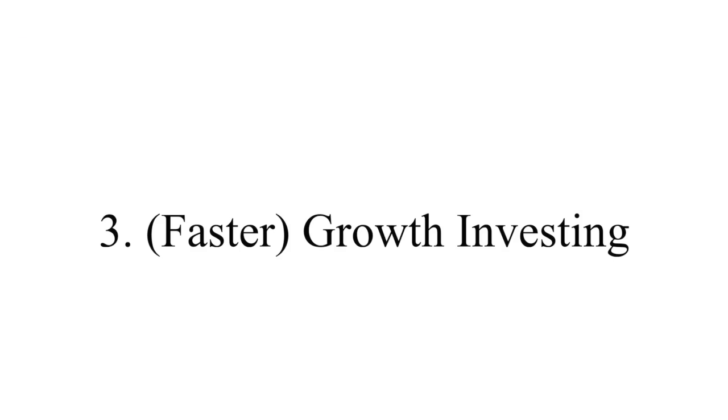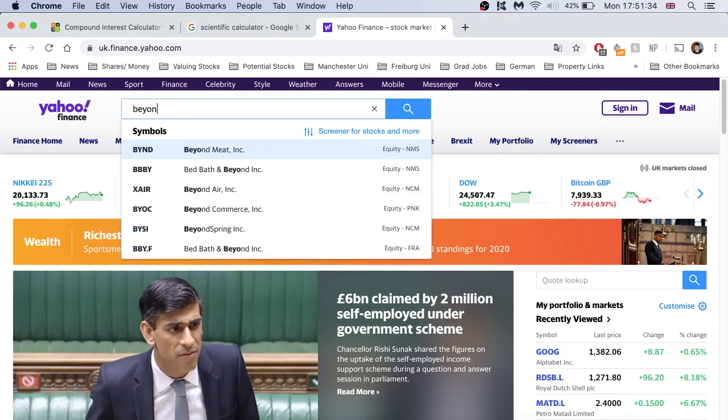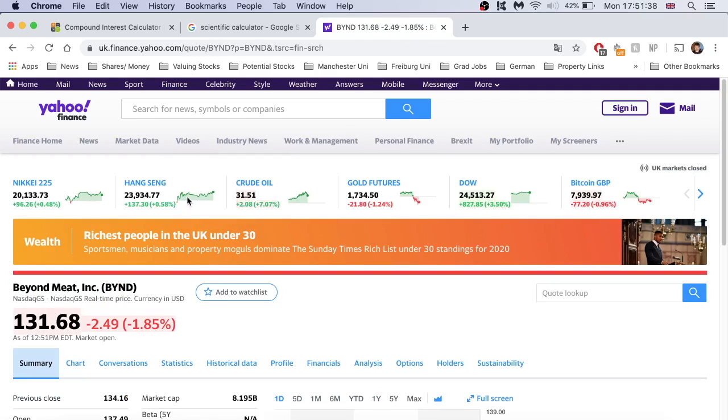The third investment strategy is growth investing. However, before that, I'm going to put a parenthesis around faster growth investing. Inherent in value investing is, of course, some forecast earnings growth. However, this tends to be quite a conservative growth figure, like 2.5% a year, for example.